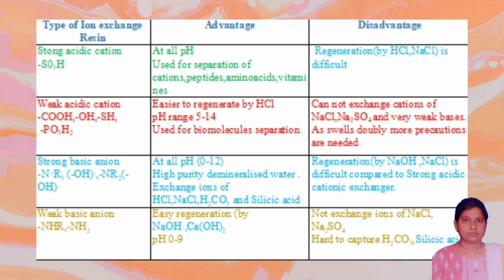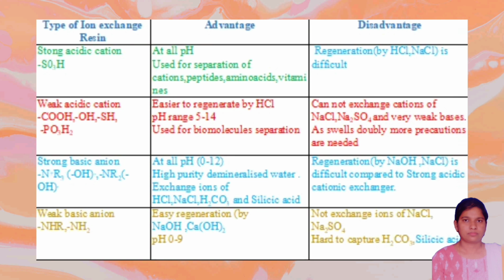These resins can be regenerated by using NaOH and NaCl, but high concentrations are needed. These resins can be used at pH range 0 to 12. At pH higher than 12, the resin cannot dissociate and exchange is not efficient.